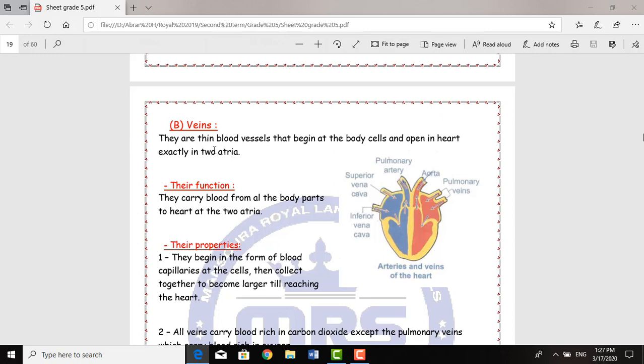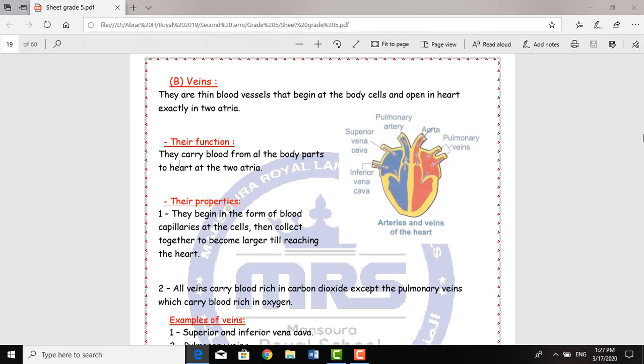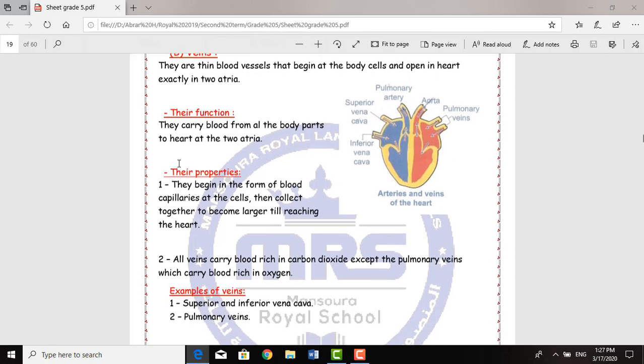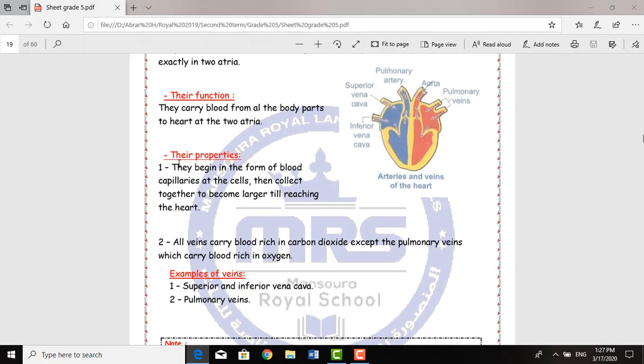So, the vein starts from the blood capillaries and the arteries end in the blood capillaries. So the blood capillaries contain the end of arteries and the beginning of veins. The function of the vein is the opposite of the function of the arteries. The function of the veins is to carry blood from all the body parts to the heart, especially at the two atria, while the arteries carry blood from the heart, from the two ventricles, to all the body parts.